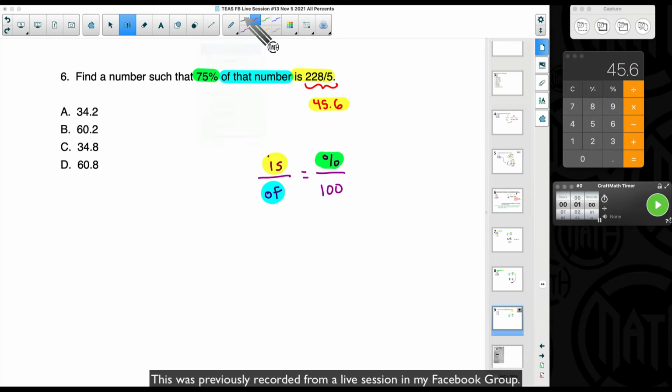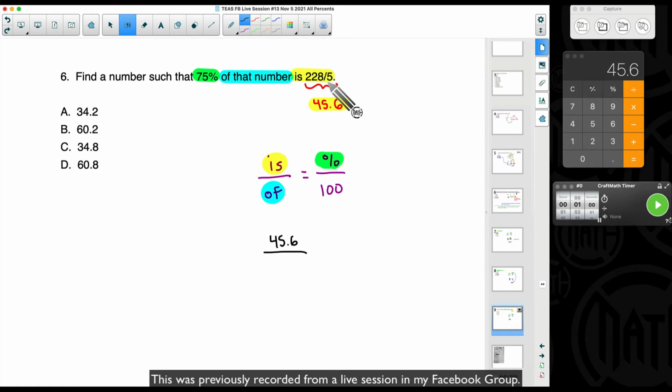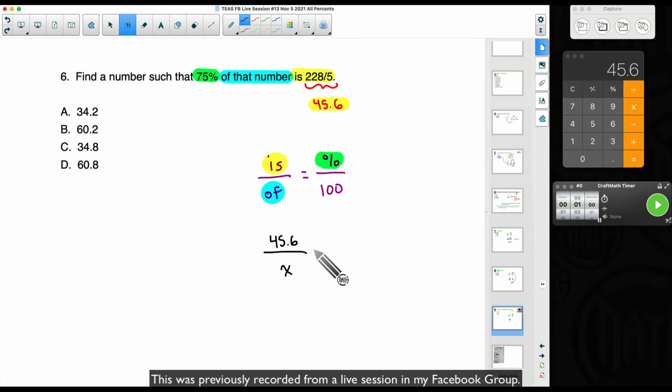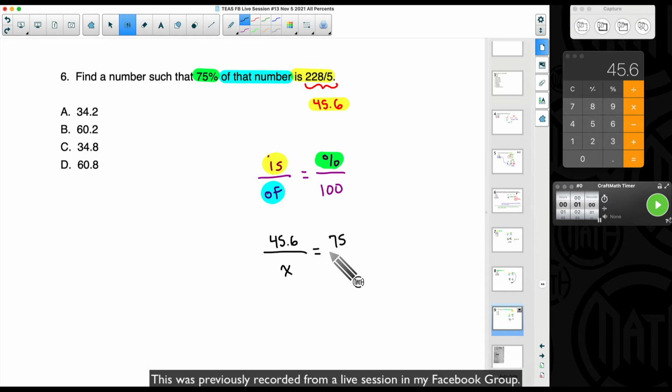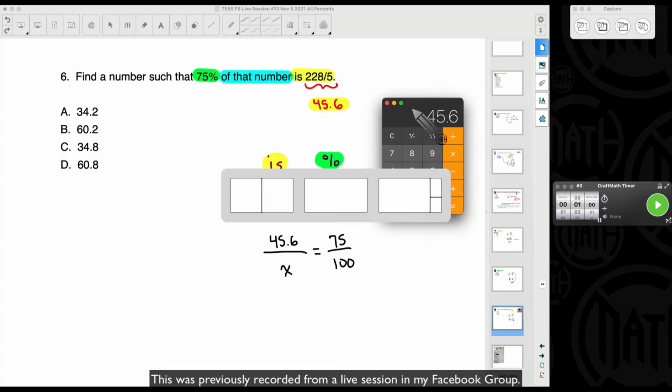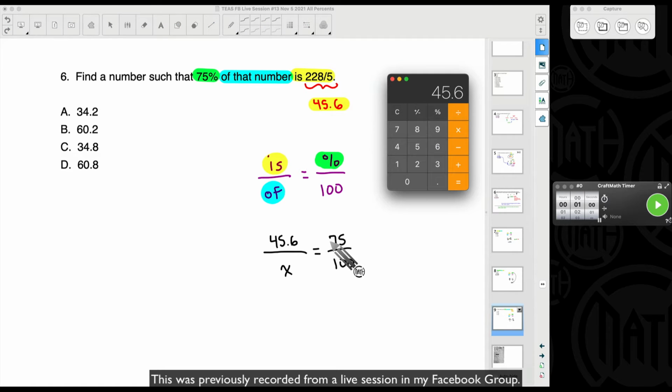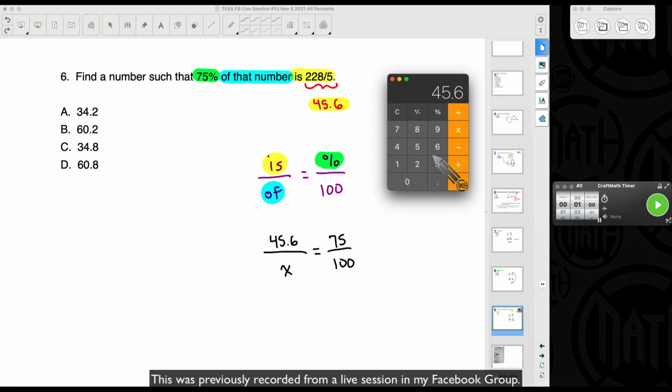So let's plug and chug. 45.6. That's much nicer to use than that fraction when we're solving this proportion. We don't know the of spot, and we do 75 out of 100. But now that we have this, cross multiply and divide, the 75 is what you're going to divide by this time. So 45.6 times 100.